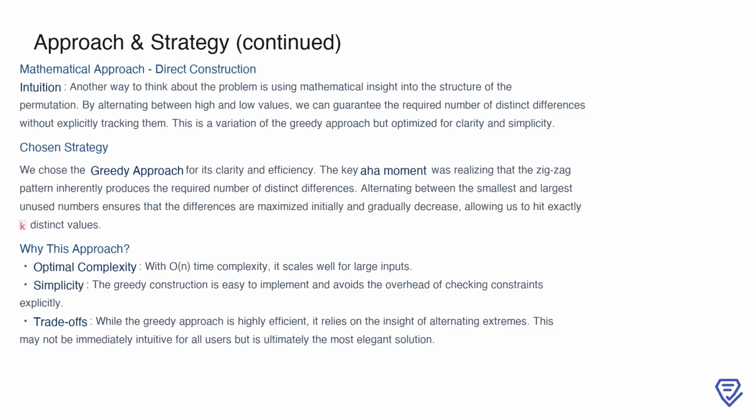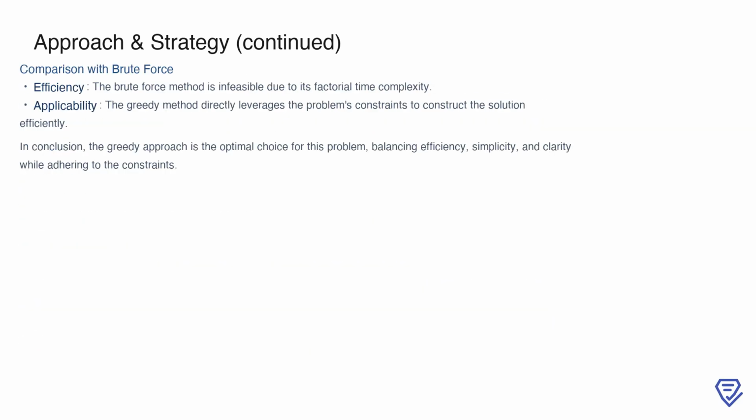When we compare the greedy approach to the brute force method, the advantages become immediately apparent. The brute force approach, with its factorial time complexity, is simply not feasible for larger values of n. In contrast, the greedy method directly leverages the problem's constraints, allowing us to construct the solution efficiently and systematically. This balance between efficiency and simplicity makes the greedy approach the optimal choice for this problem. It avoids unnecessary computational overhead while adhering to the constraints, providing a clear and elegant solution.